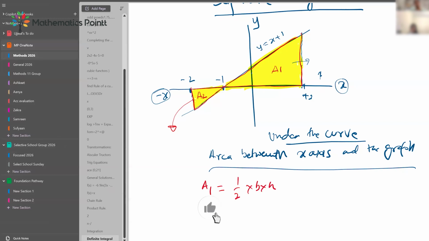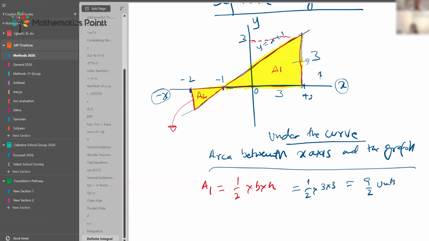So let us say this is 3. So height is 3. How much is the base? If this is 0, so this is 2 and another 1. So base is 3, ignoring the negatives. So the area of triangle A1 is half base times height, which is 9 on 2 units.